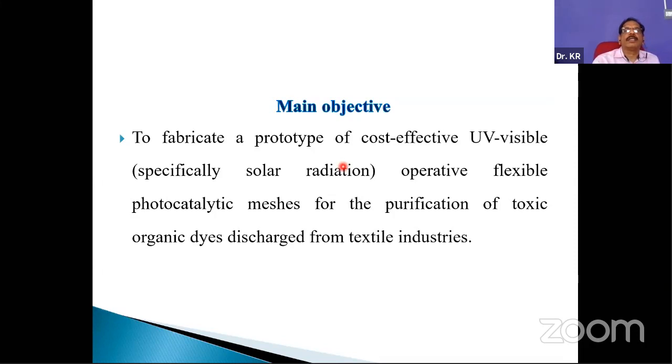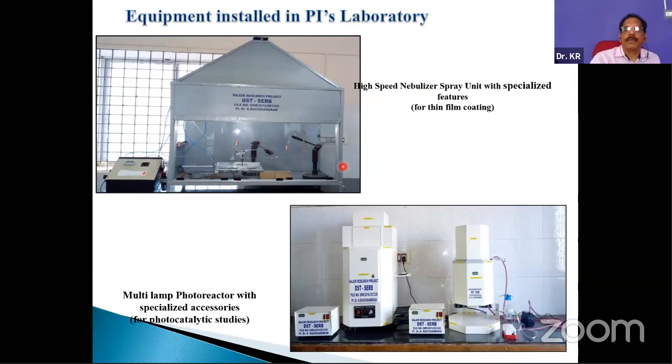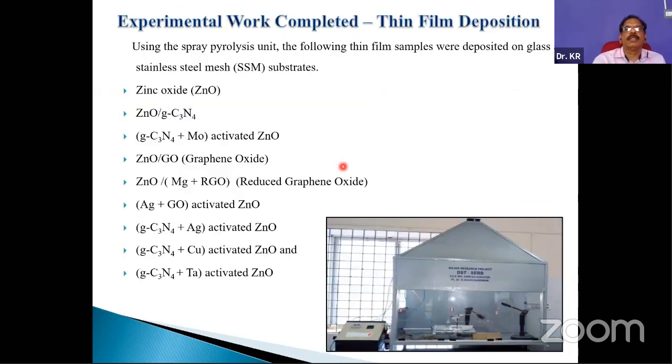carried out the project, and the main objective of the project was to fabricate a prototype of cost-effective UV visible operative flexible photocatalytic meshes for the purification of toxic organic dyes discharged from textile industries. Using this project, we have designed a specially featured spray pyrolysis system and two different photoreactors.